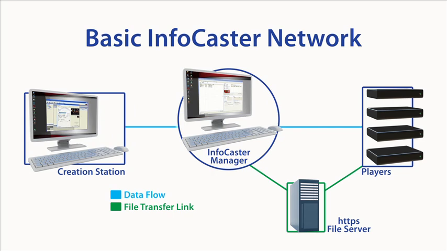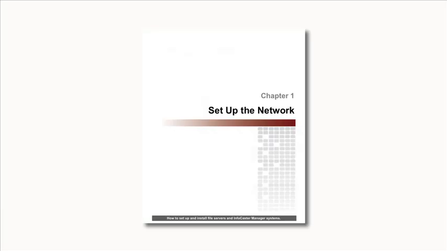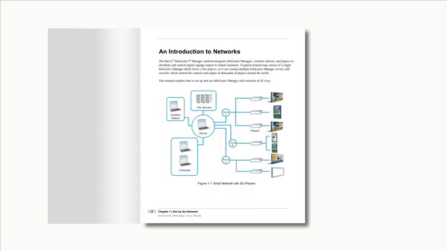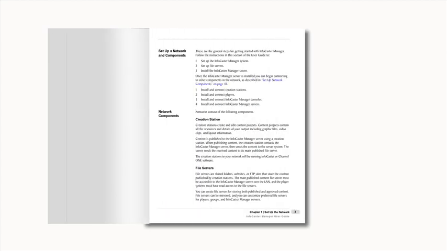network is set up. Here we have InfoCaster Manager as the network hub, a separate creation station, 4 players, and a file server. It's important that your network is set up securely with each device behind a firewall to prevent unauthorized access. This is explained in much greater detail in Chapter 1 of the InfoCaster Manager User Guide, but let's look at some of the key concepts in setting up your secure InfoCaster network.